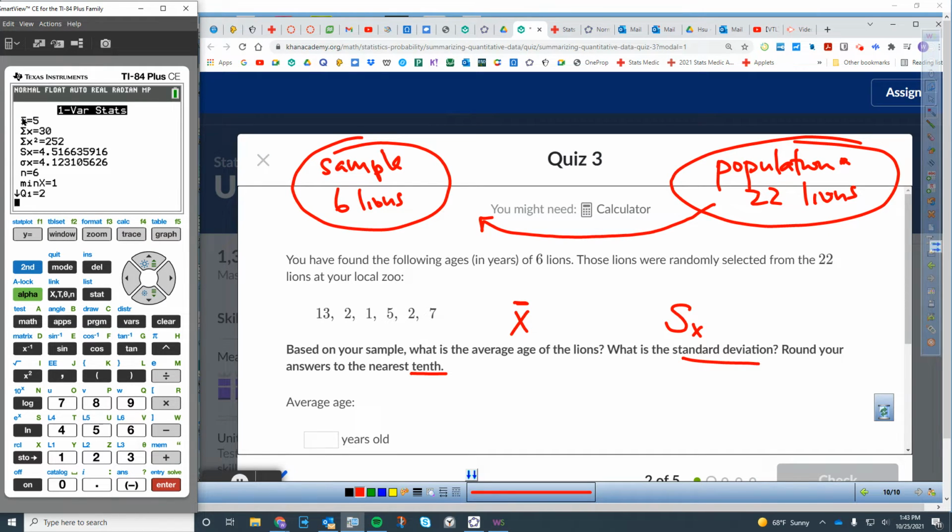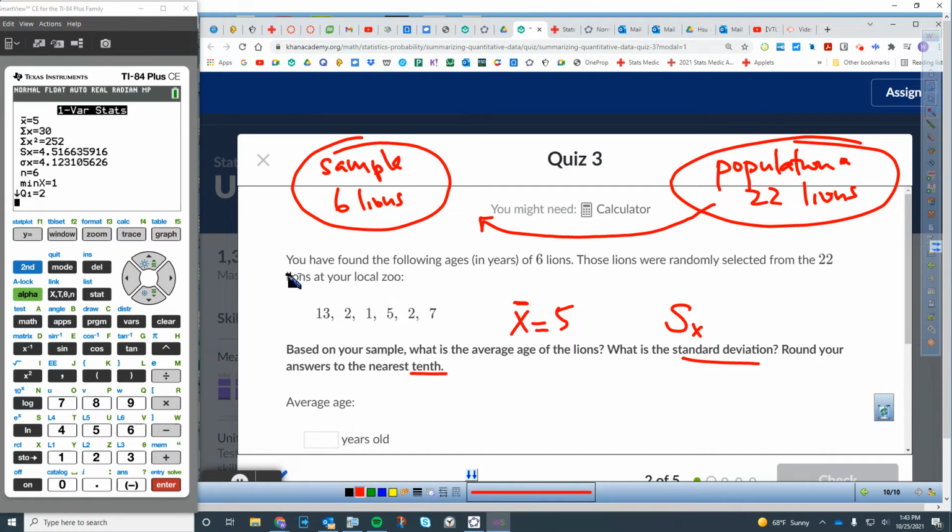Ladies and gentlemen, I want to highlight something. See the mean, X bar? That is your sample mean, okay? Because they are asking for the average. So you take 13 plus 2 plus 1 plus 5 plus 2 plus 7 divided by 6. That will give you 5.